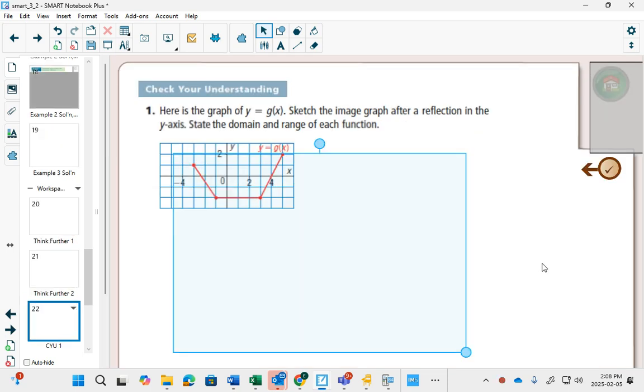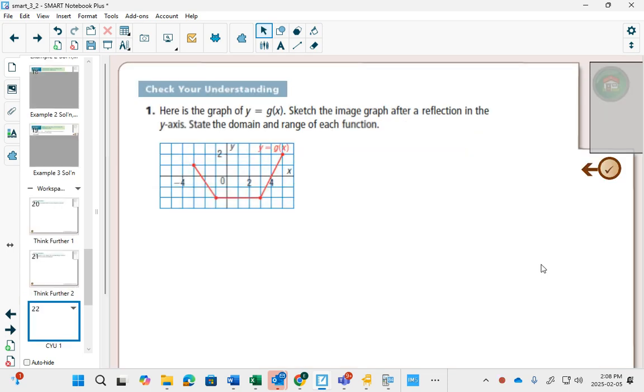Let's go to example 1. They give us the graph of g of x. We want to sketch the image graph after reflection in the y-axis. So the first thing I'm going to do here, I'm going to highlight this part here that says reflection in the y-axis.